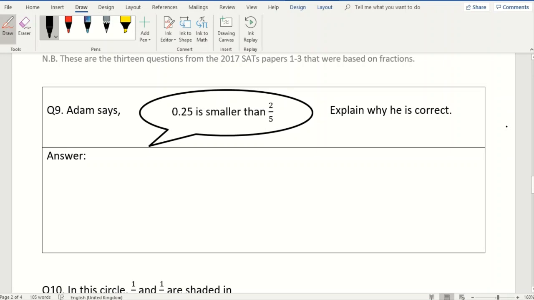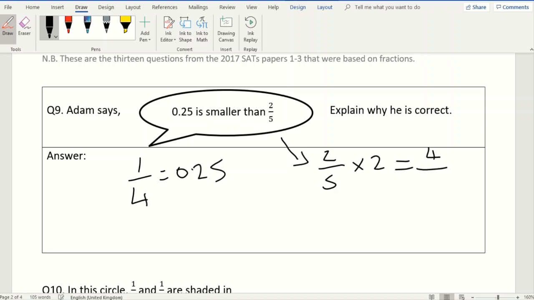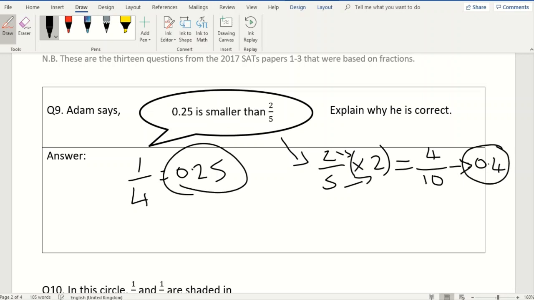Adam says 0.25 is smaller than 2/5. Well, 0.25 as a fraction is 1/4. If we do the same for 2/5, an easy way to do it is to take 2/5 and multiply it by 2, and that's going to give us 4/10. Convert 4/10 into a decimal, that's going to give us 0.4, and then you can see 0.25 is actually smaller than 0.4, so you can write that in your explanation.